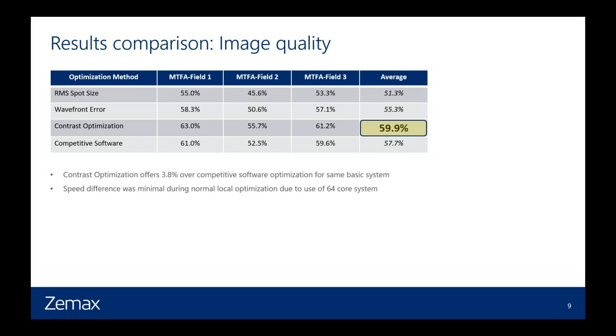This is not an average of a large number of field points, but it's what's typically done in this sort of design. So the conclusion is this: we have nearly a 4% improvement over competitive software, but a larger improvement when compared to either RMS spot size or wavefront error, of course the 2 built-in default merit functions available in OpticStudio. Now, the speed differences we'll talk about next. This was on a 64-core computer, so it's quite fast. But if we look at things in terms of percentages, I think that's what's most important.